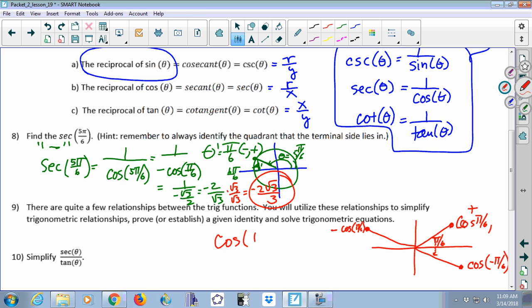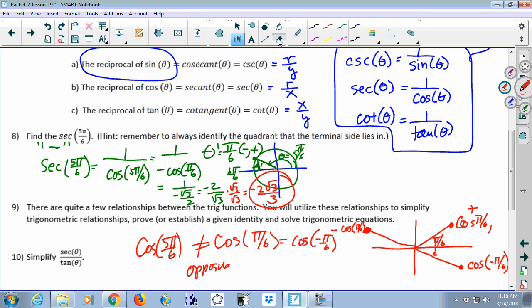Because cosine of pi over 6 equals cosine of negative pi over 6. The cosine of 5 pi over 6 does not equal those two things. It's the opposite because it's located over here. Okay? So you just got to be careful of which quadrant you're in. Other questions? Anything? You'll have lots of practice getting these in your activities.